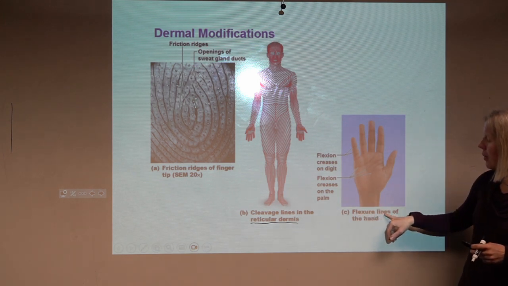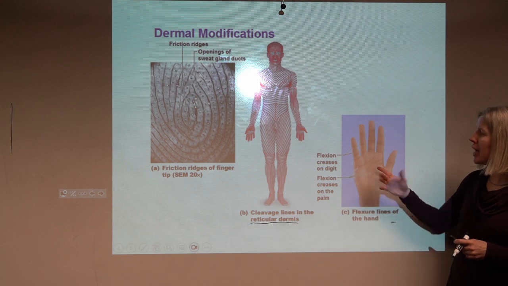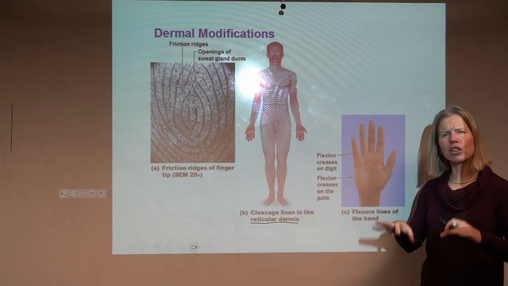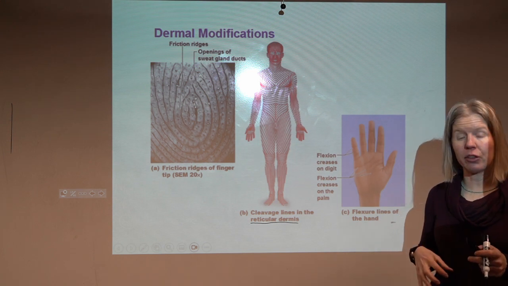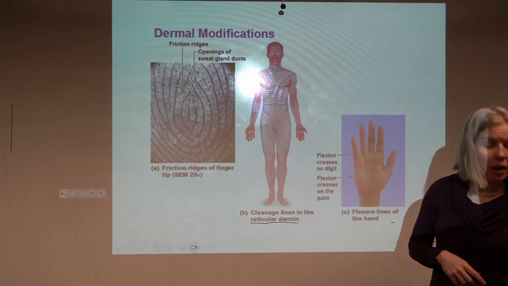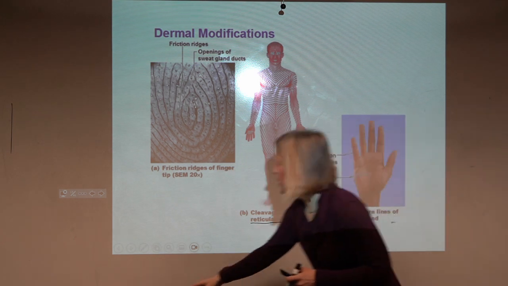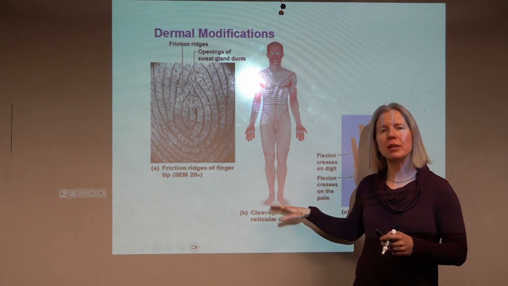You also get, in places like your hand, what we call flexure lines, and this is going to be when that reticular layer, when the dermal layer is much more tightly attached to some of these underlying structures. You also get other things that you might be familiar with when you think about the dermis.